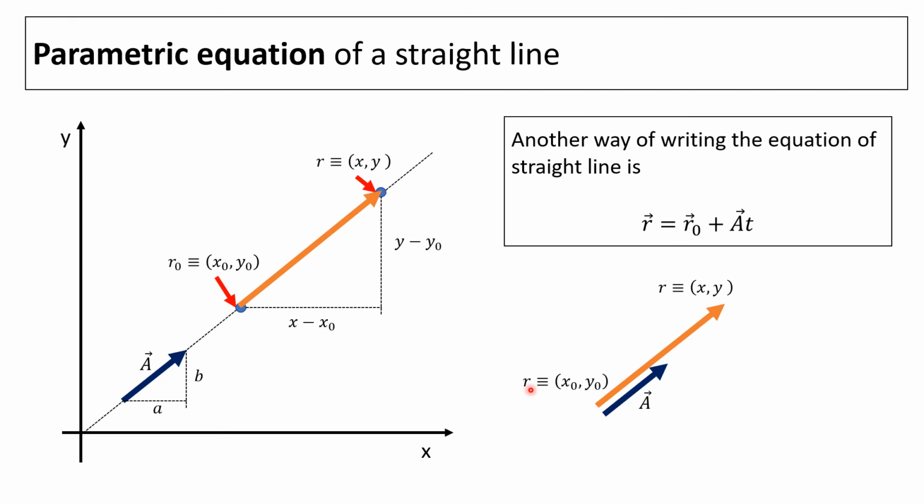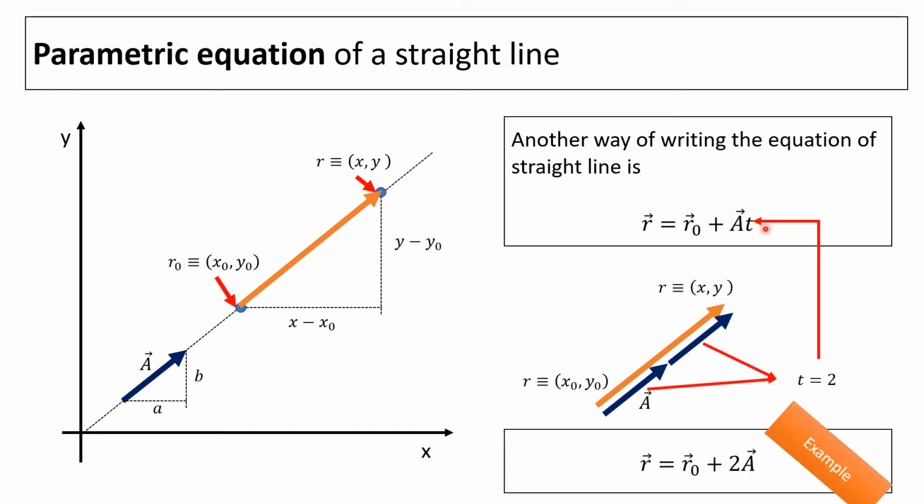So let's just show it like this. Here, let's say this is r0. So r0 to r, so here is one vector a, and then let's say we have another vector a. So in this case, my t is equal to 2, right? So in this example, my equation of straight line is going to be r equals r0 plus 2a. Right, so this leads us to the parametric equation. Let's look at the next slide.